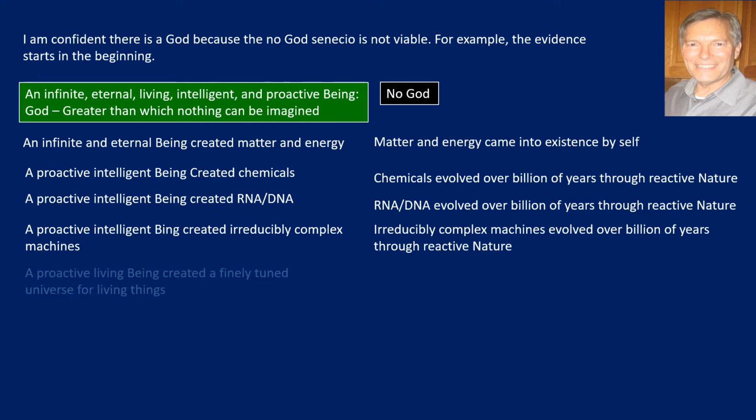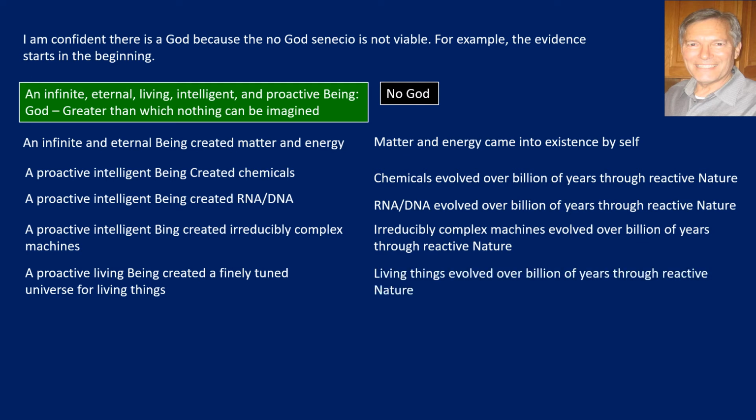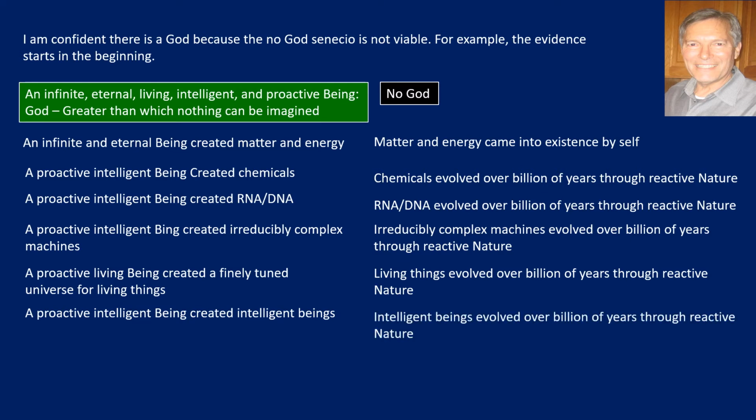So then you have a proactive living being who created a finely tuned universe for living things. Living things evolved over billions of years through reactive nature, but the balance, the fine tuning, is just incredible. A proactive, intelligent being created intelligent beings. Intelligent beings evolved over billions of years through reactive nature. That has not really been proven. To me, intelligence can only be created by intelligence. How can something that's not intelligent create something that is intelligent? That just breaks down, in my opinion.